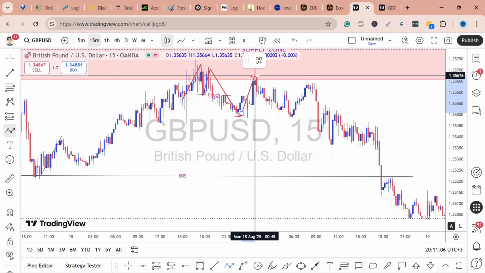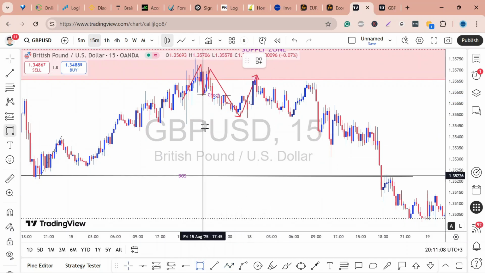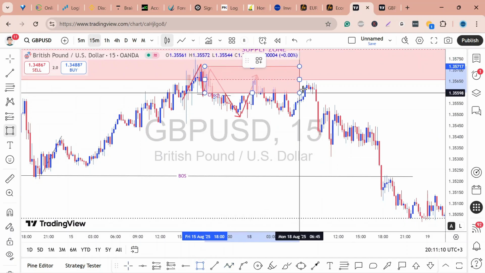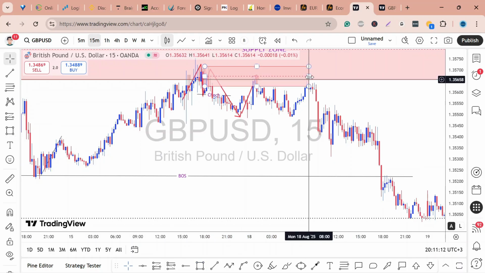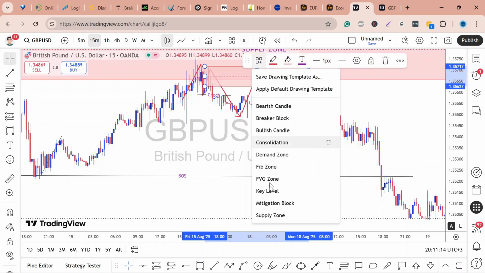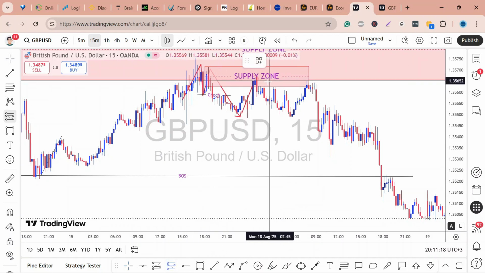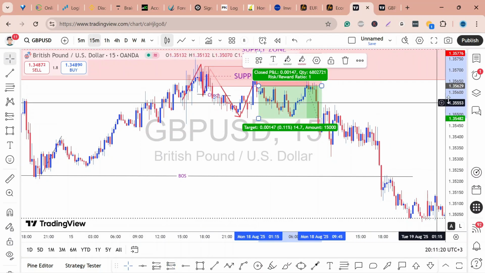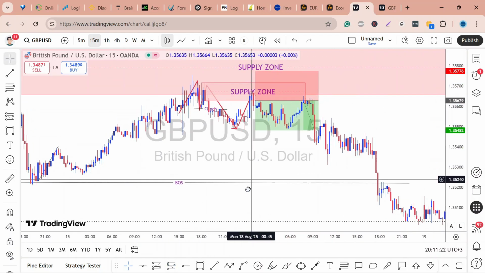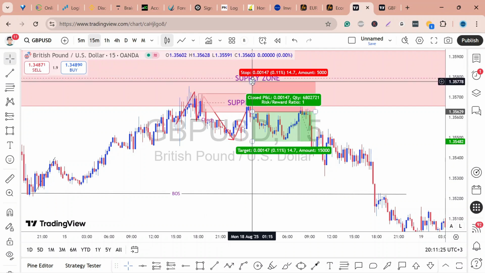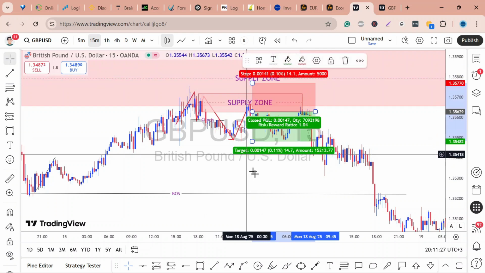Now once the market gets back to the mini supply on the lower time frame, this is the lower time frame supply. That is where we want to wait and stack our position. Then we want our stop loss just below now this high, like that.